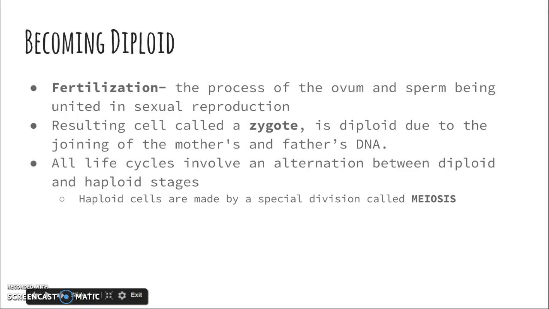So moving forward from that, becoming diploid. To become diploid from that haploid state, what you need to do is you need to go through fertilization. So the process of the ovum and the sperm being united in sexual reproduction. This results in what we call a zygote, and that is diploid due to the joining of the mother and the father's DNA. The life cycles involve alternation between the diploid and the haploid stages, and haploid stages are made in the division that is called meiosis.